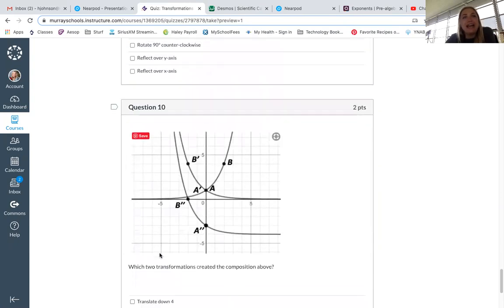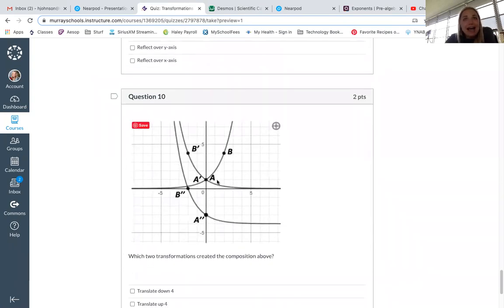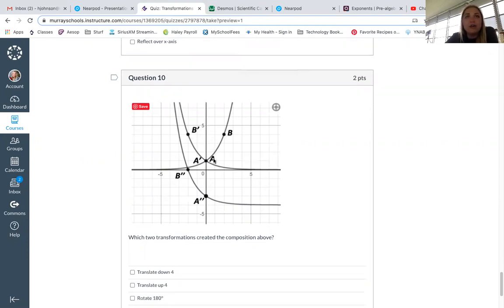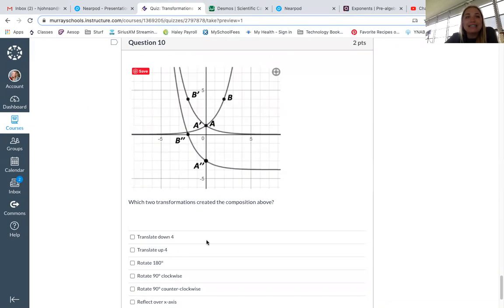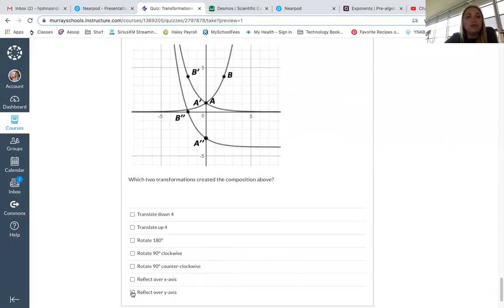Okay, question number 10. Again, I've got A prime, and A double prime. Now, A and A prime are in the same spot. So what the heck is going on there? It looks like B flips over here to get on B prime. We call flips reflections. So what did that reflect over? Well, that is the y-axis. So I'm going to click that this reflected over the y-axis.